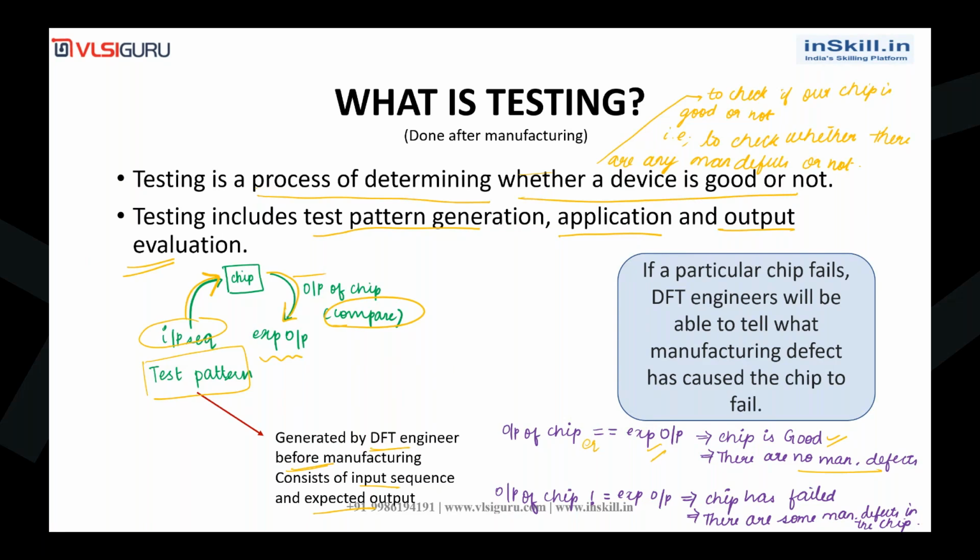Output of the chip, if it is not equal to the expected output, it means that the chip has failed. So there are some manufacturing defects in the chip.